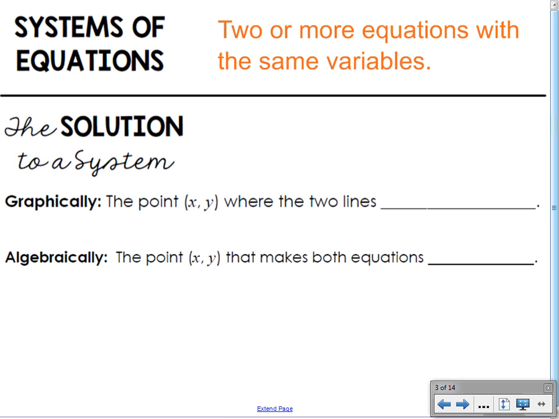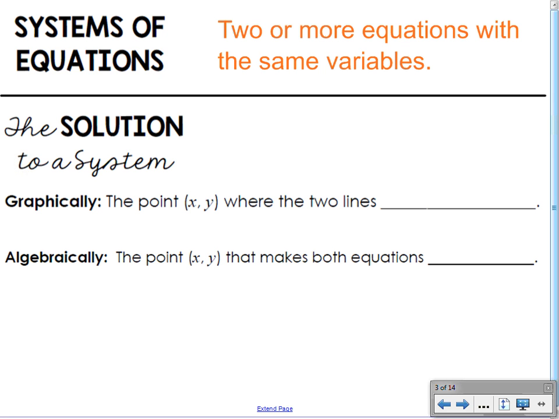Everybody. This video is going to be the beginning to our chapter 5, which is over systems of equations. So I have a definition up here for you in the orange. A system of equations is just two or more equations with the same variables, and our equations are going to have x's and y's in them. So we'll have two equations, both with two of the same variables.